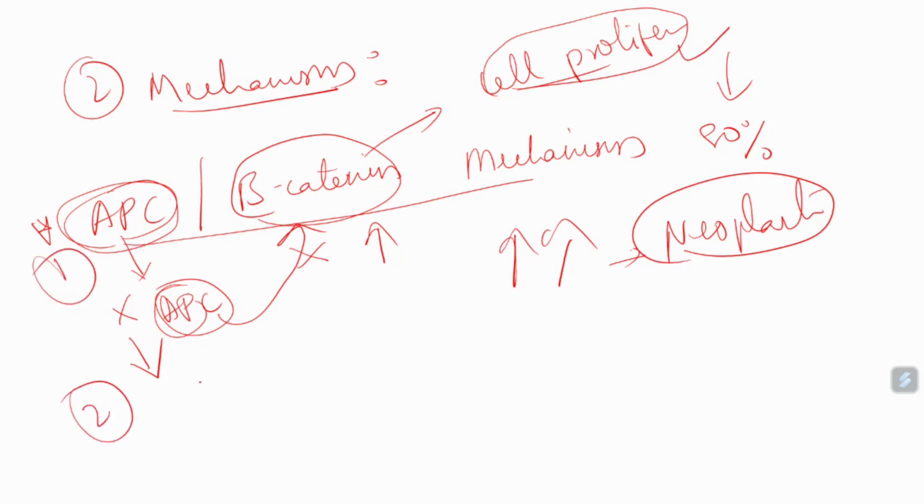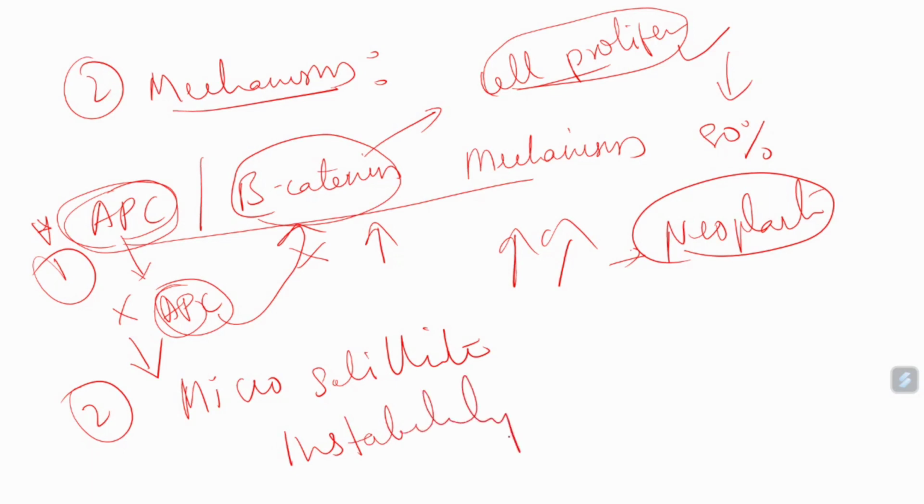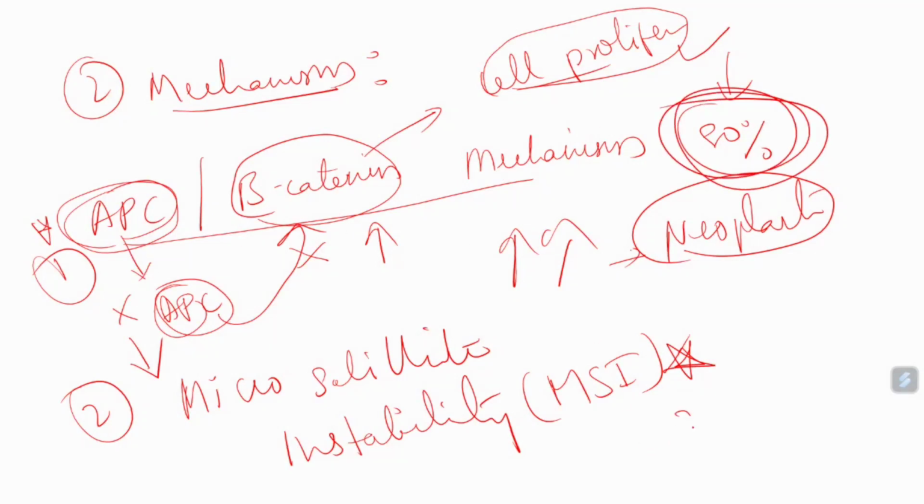The second mechanism is the microsatellite instability mechanism, also called the MSI mechanism. I'll explain this mechanism now. These two are the main mechanisms here. With the APC beta catenin mechanism, 80% of cancers are seen, and the remaining 20% of colorectal cancers are seen due to this mechanism.